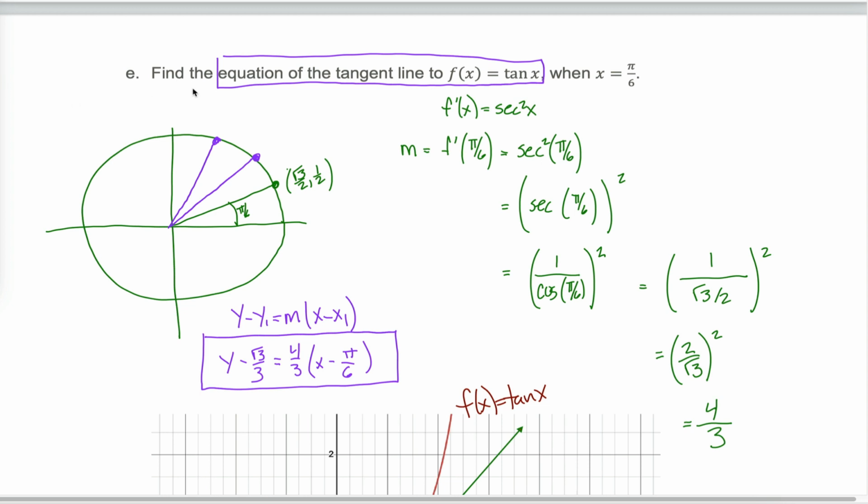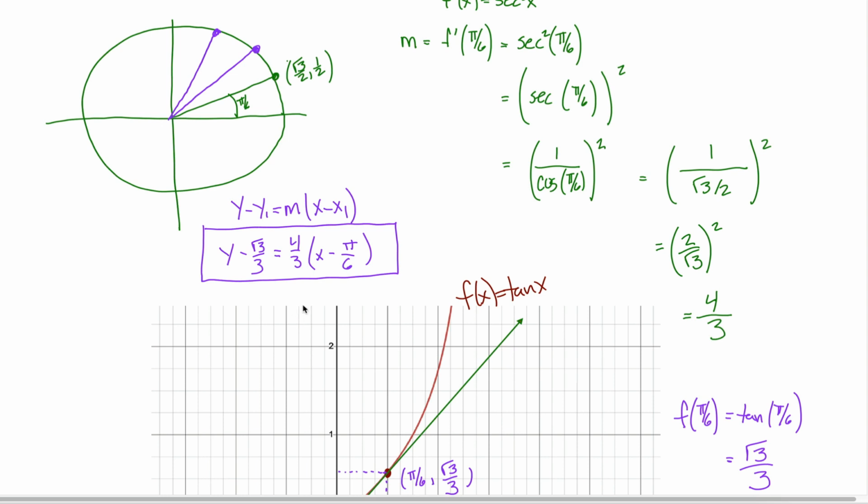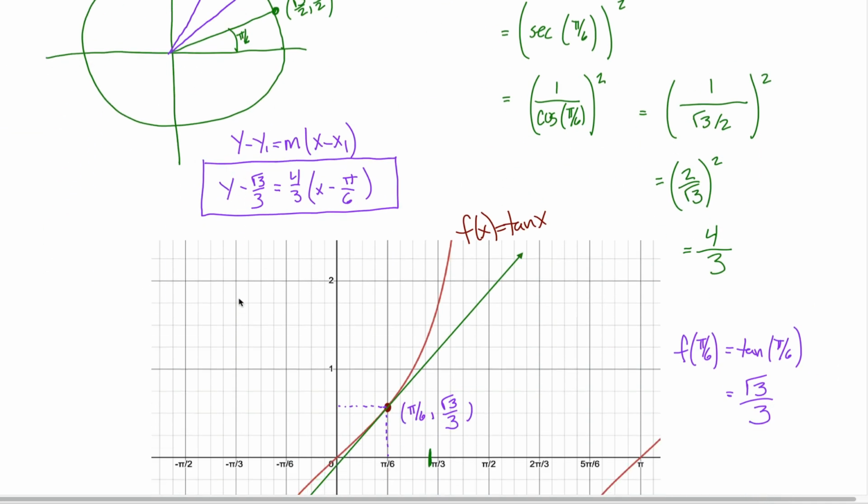Might argue, though, that it says the equation, and often implied with the word the equation is that the equation is given in slope-intercept form, not in point-slope form. In other words, kind of implied in the wording of this question is that we should solve this for y. How do you solve this for y? Well, really all you got to do is add root 3 over 3 to both sides, but what people typically do is they first get rid of the parentheses.